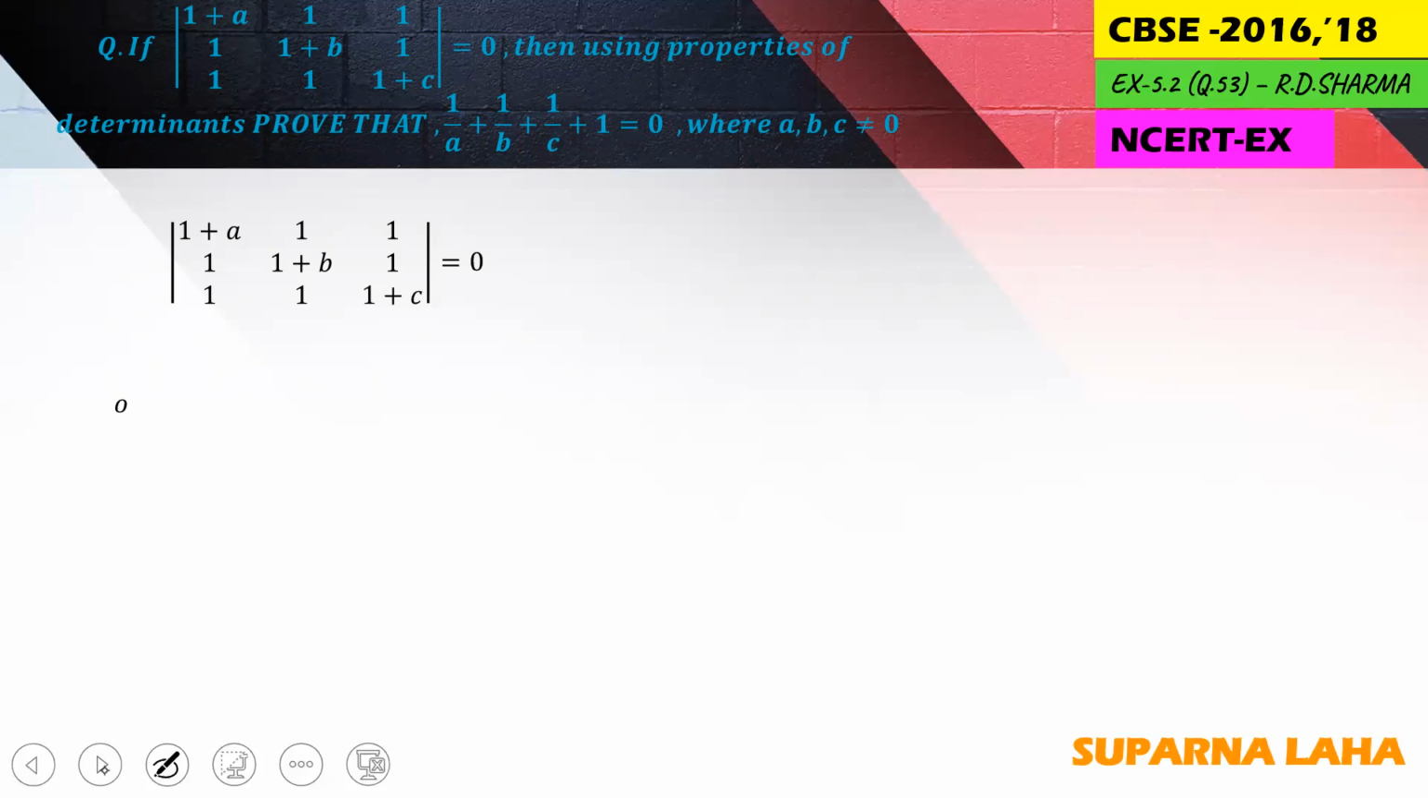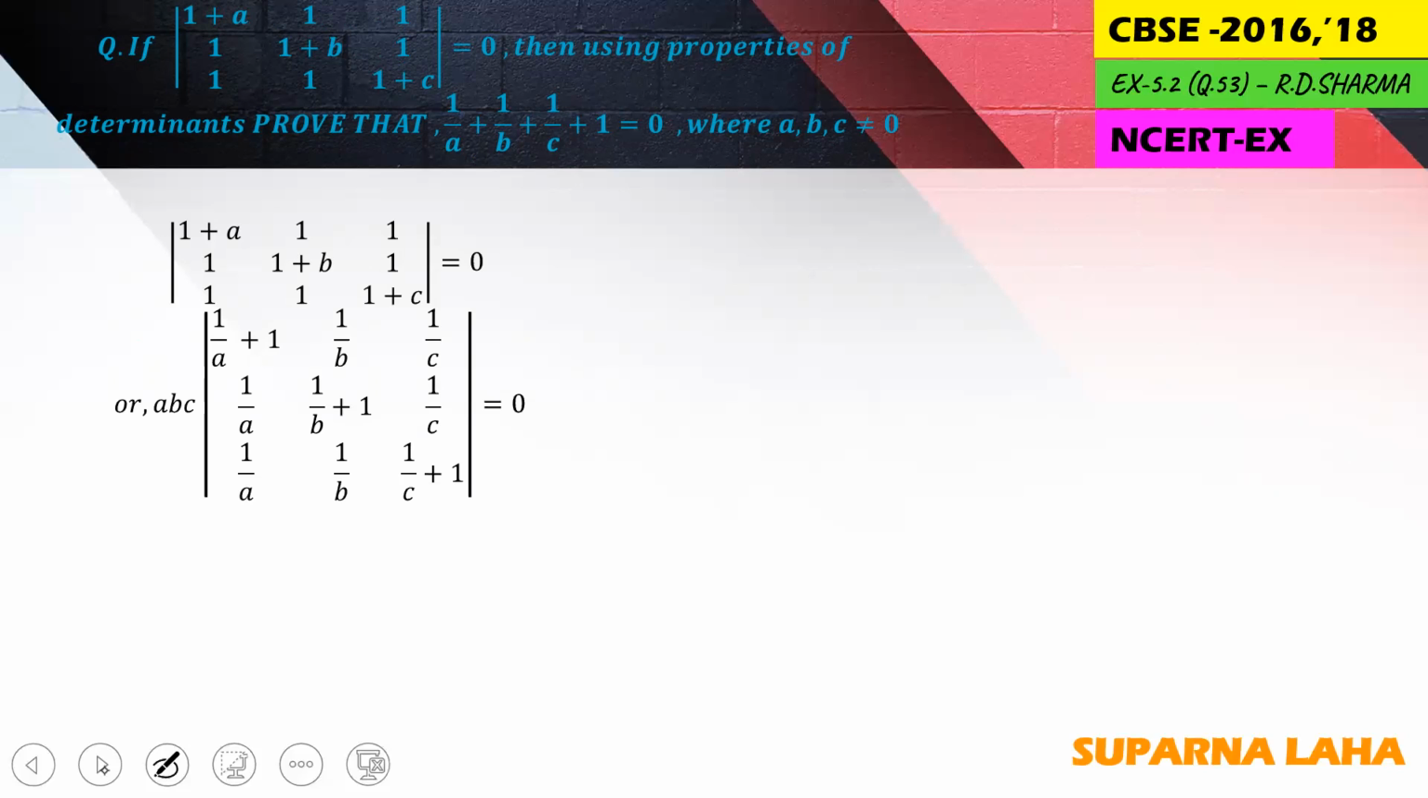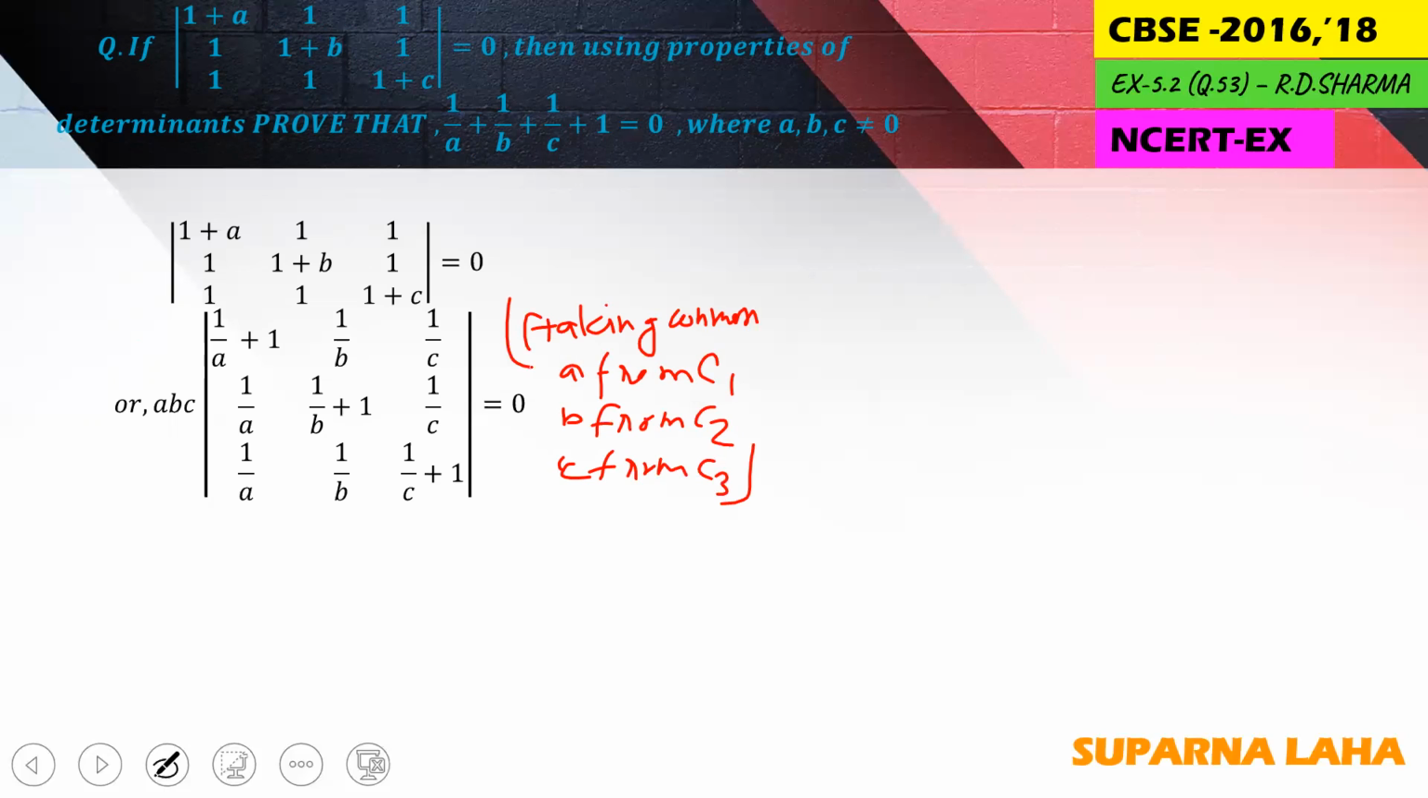Now if we take common a, b and c, so I'm taking common a from C1 and b from C2. So write it down here, taking common a from C1, b from C2, c from C3. So these are the operations.